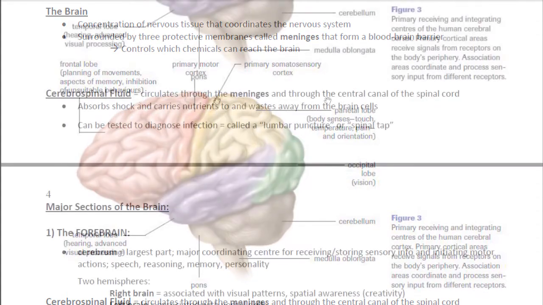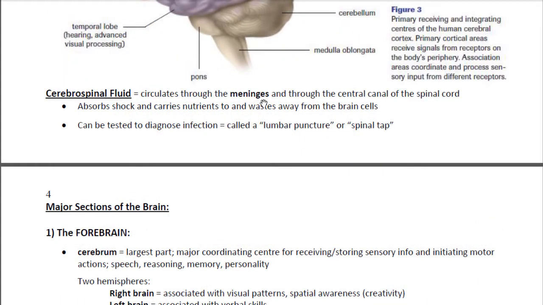Et cetera, et cetera. Within the meninges, you also have this cerebrospinal fluid. And that spinal fluid is going to help to absorb shock. It's going to help to bring food towards these cells to help feed them, and also to remove junk from the brain cells as well.